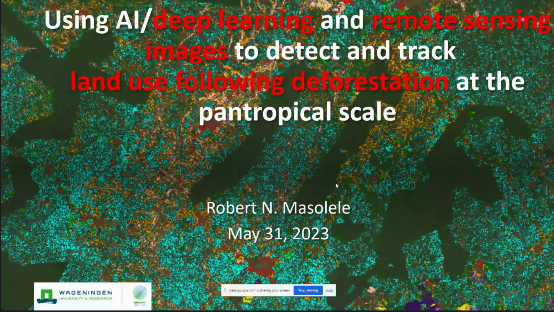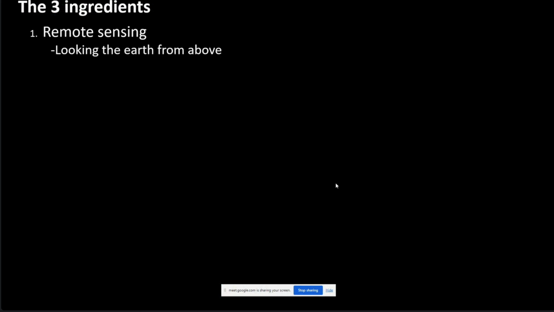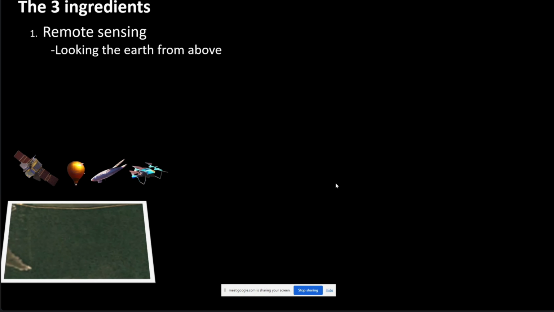So basically, this title has three main ingredients: deep learning, remote sensing, and land use following deforestation. Starting with remote sensing, it just means looking at the Earth from above. This can be done by satellite, balloon, airplane, or drones. And using these tools, you can get images of any space on the planet.